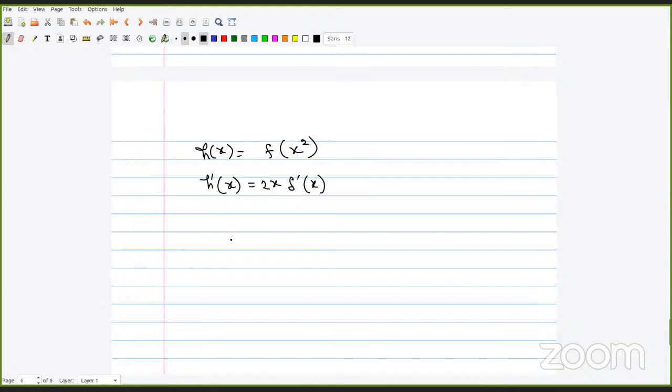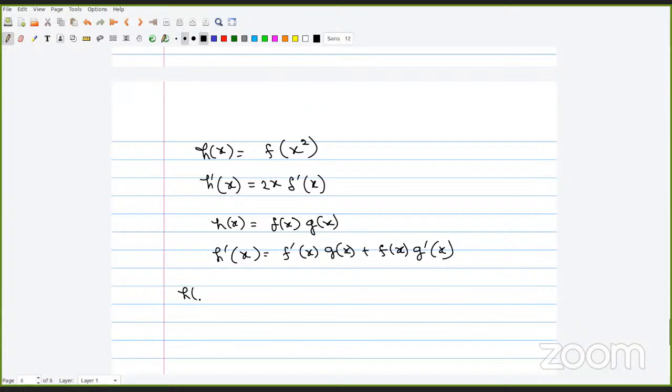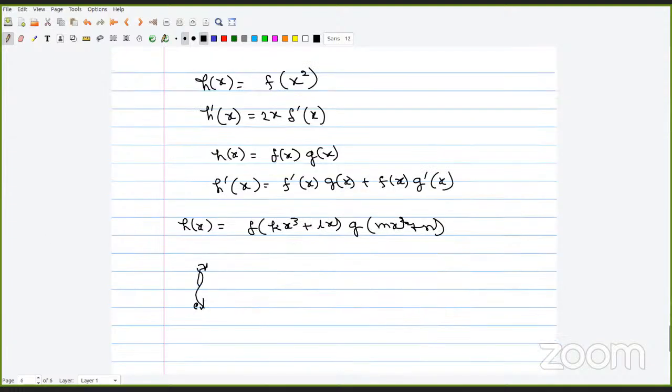Exactly. Right? Okay. And suppose I have h x equal to f x into g x. What is h dash x? Derivative of f x into g x plus derivative of g x into f x. Exactly. Okay. Now what do we have here? Here we have f, and in between there is some function x cube plus l x, into g, suppose m x square plus n, something like that. Okay. So what is h dash x now?